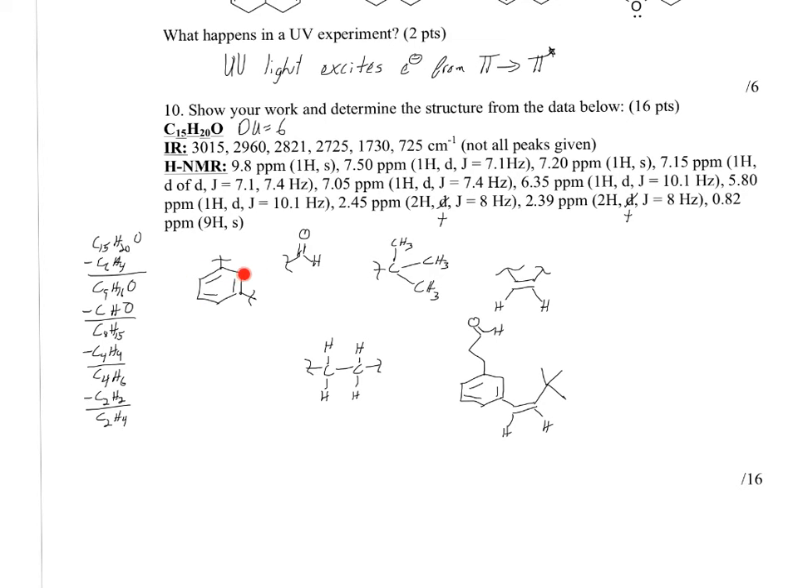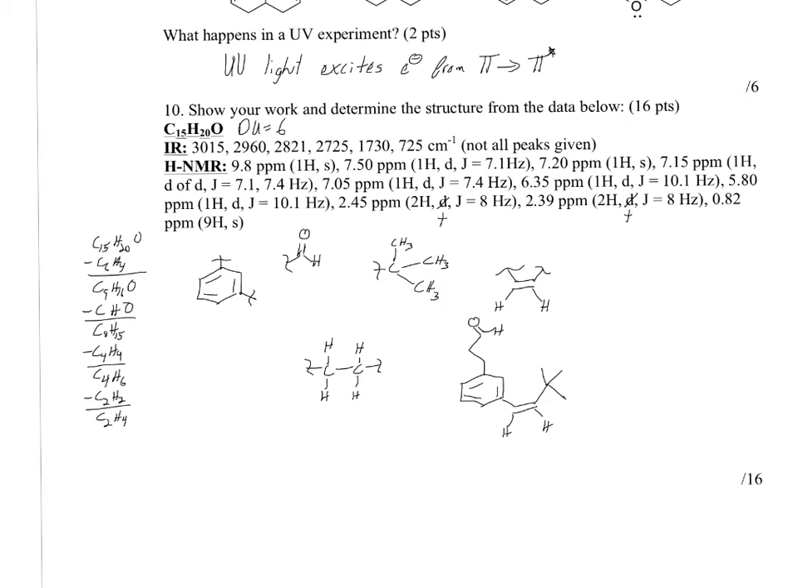This one should be a singlet because it has no nearest neighbors. This one would be a doublet. This would be a doublet of doublets, and this would also be a doublet. So that matches up with these. So I like this pattern here, that type of substitution. So I have an aldehyde and I have a benzene ring. So I subtract the benzene ring from the total. I subtract the aldehyde from the total.